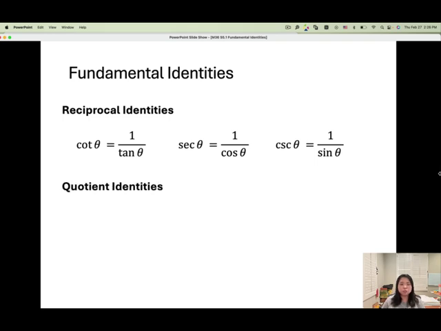And then we call quotient identities. So tangent theta equals sine theta over cosine theta. Okay, how about cotangent theta? Cotangent will be 1 over tangent, so you could flip this guy, that would be equal to cotangent. Cotangent theta equals cosine over sine.